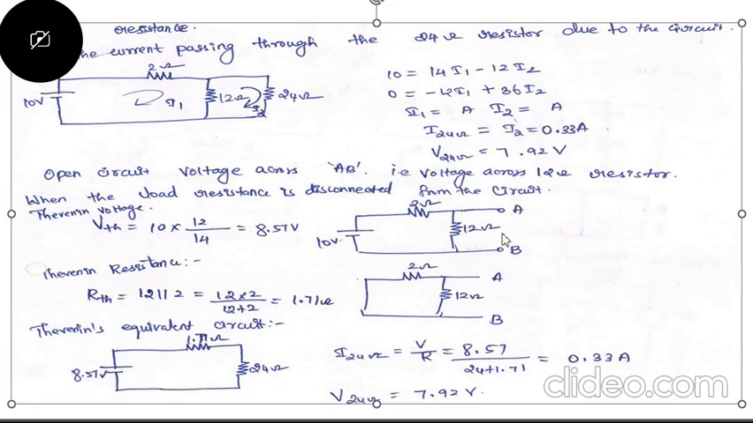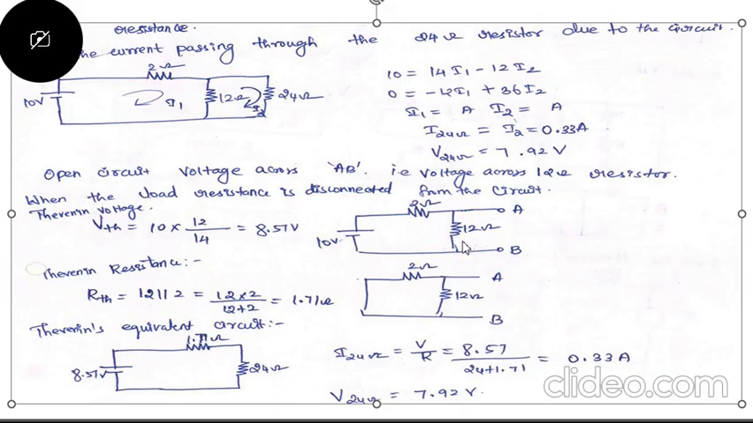The voltage across these two terminals is nothing but the voltage across the 12 ohm resistor, right? When the load is disconnected from the circuit, you get the circuit like this. You need to find Thevenin's voltage, VThevenin, which is VAB, the voltage across the 12 ohm resistor. Now you have to apply the voltage division rule to find the voltage across this 12 ohm resistor, because a single voltage source is connected across two series-connected resistors.